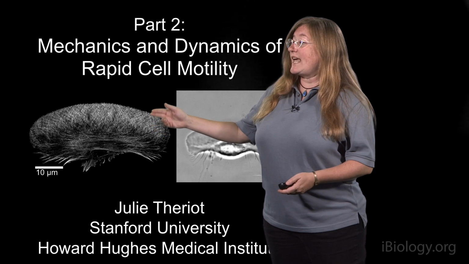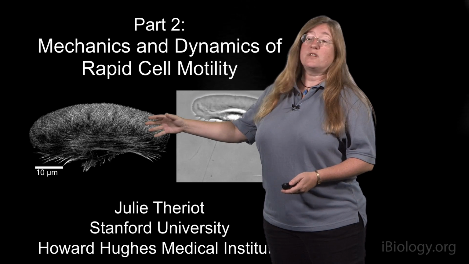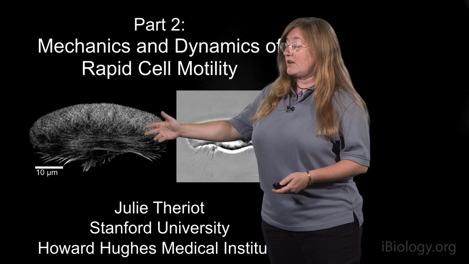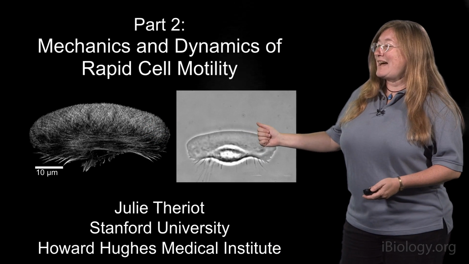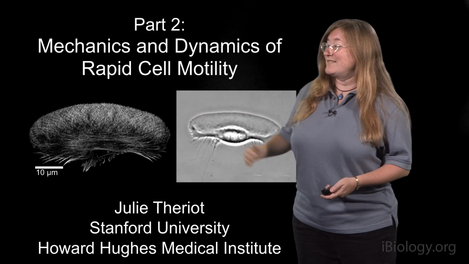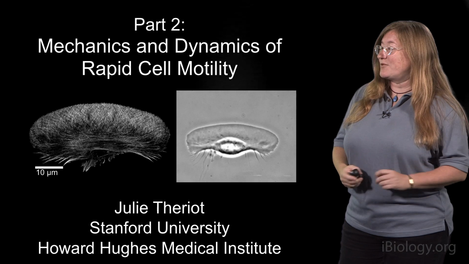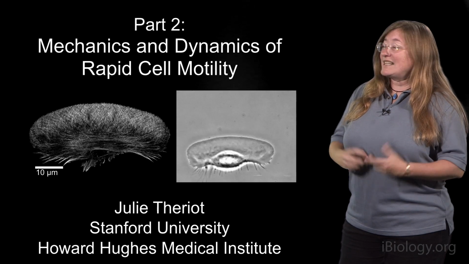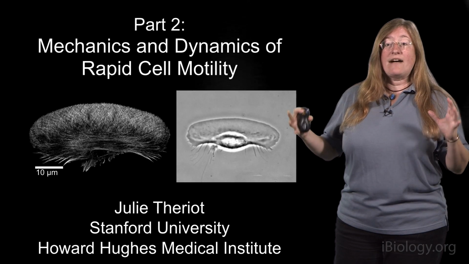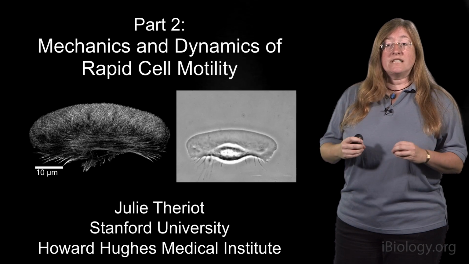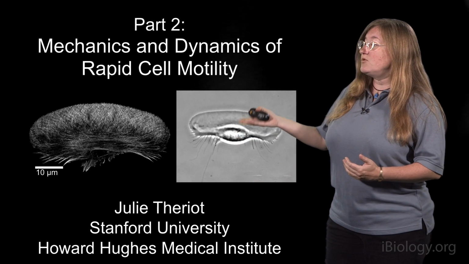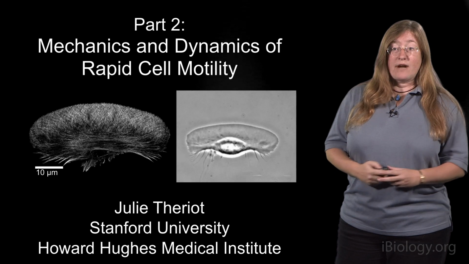Over on the left, we have a fixed cell that's been labeled for filamentous actin, so you can see the distribution of the actin cytoskeleton throughout the cell. On the right, we have a video image of the same kind of cell moving in the same direction that the fixed cell was at the time that it was frozen with formaldehyde. And what I'd like to talk about particularly is the way that all of the different molecular machines that have to operate in the context of a moving cell are able to coordinate with one another in order to give this incredibly smooth and elegant gliding motion that you see in rapidly moving cells.